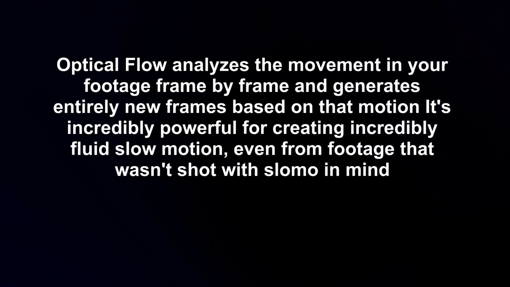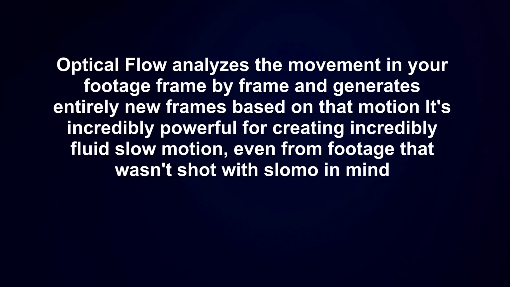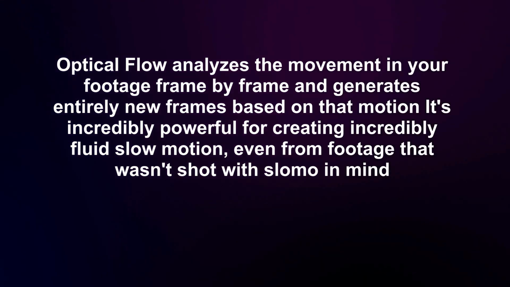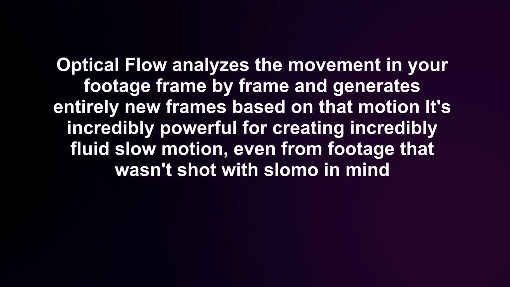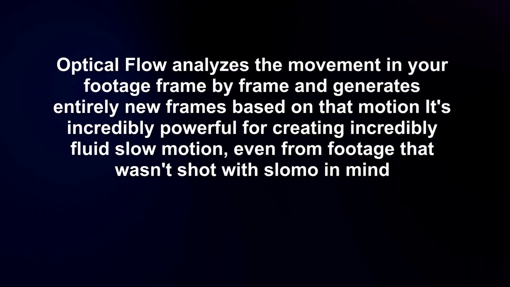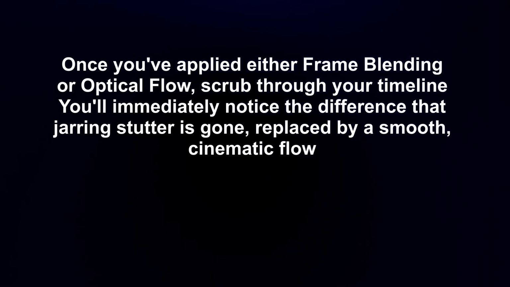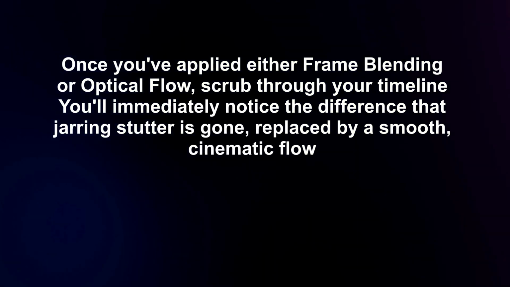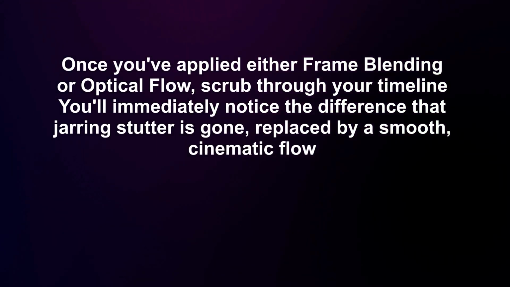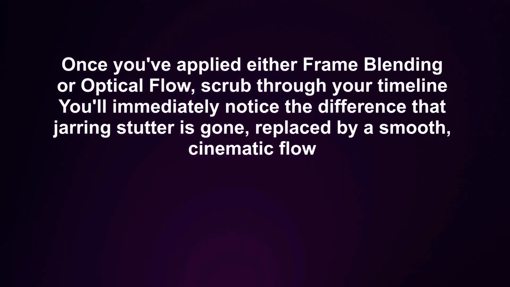Optical Flow analyzes the movement in your footage frame by frame and generates entirely new frames based on that motion. It's incredibly powerful for creating incredibly fluid slow motion, even from footage that wasn't shot with slow-mo in mind. Once you've applied either frame blending or optical flow, scrub through your timeline, and you'll immediately notice the difference. That jarring stutter is gone, replaced by a smooth, cinematic flow.